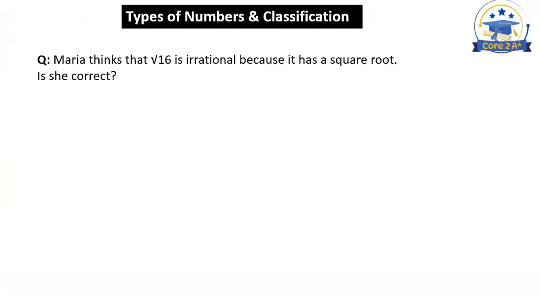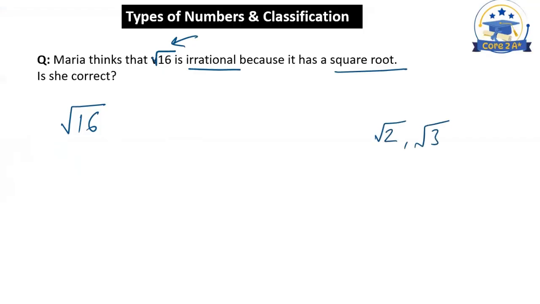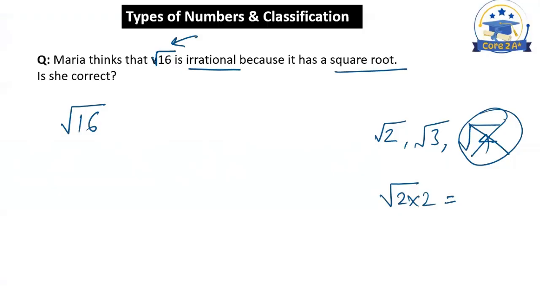Moving to the next. Maria thinks that the square root of 16 is irrational because it has a square root. Yeah, at first view we can think so, but let's see. The square root of any number we think of as an irrational number, right? Like the square root of 2, square root of 3, square root of 4 also. No. Why is it not? Because this is a perfect square. So the square root of 4 is not an irrational number, even though root 2 and root 3 are.